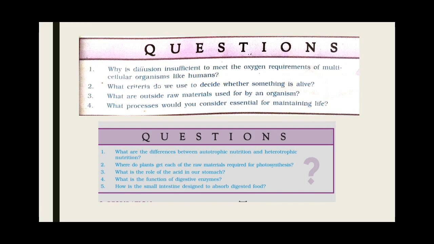Next is, how is the small intestine designed to absorb digested food? So the small intestine is a long tubular passage, and the digested food is taken up by the walls of the intestine. The inner lining of the small intestine has villi, finger-like projections, which increase the surface area for absorption of digested food. And these villi are richly supplied with blood vessels, which take absorbed food to each and every cell of the body.